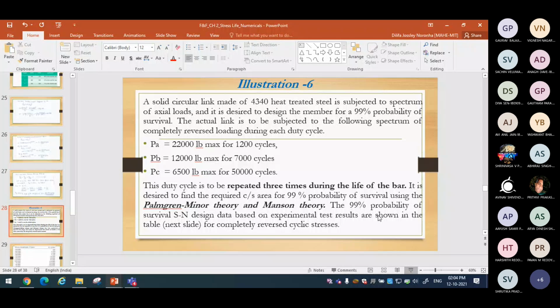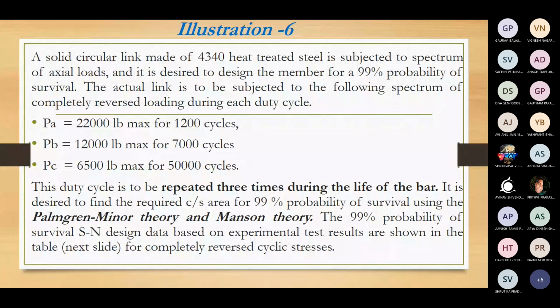Fine. So in our previous class, we were discussing a numerical, and these were the given data in the problem, material stated. In a real practical scenario, you are expected to search the database for the corresponding material and obtain the material-related data. For example, the ultimate strength, yield strength, endurance limit, or the SN curve properties of the given material, depending on your requirement. In this problem, this data has already been provided.